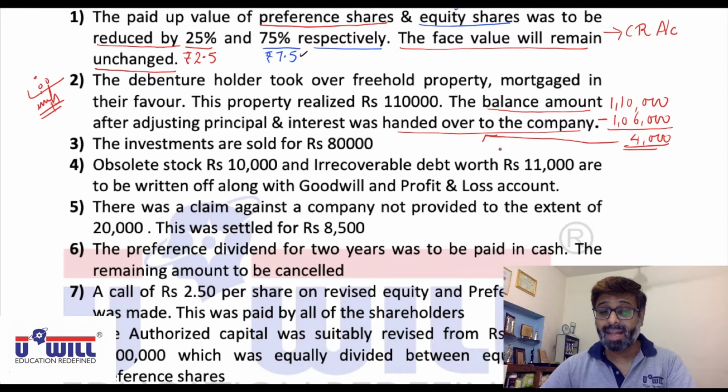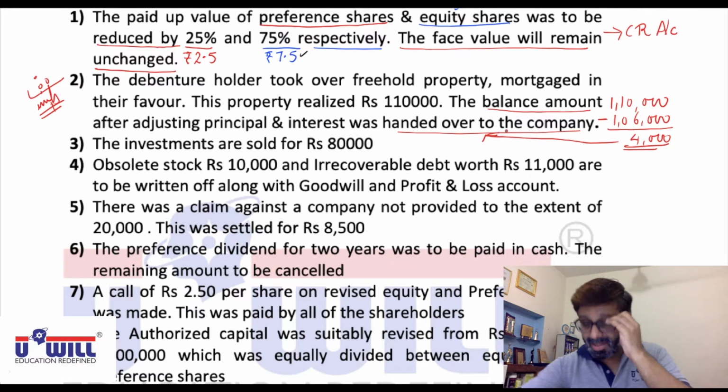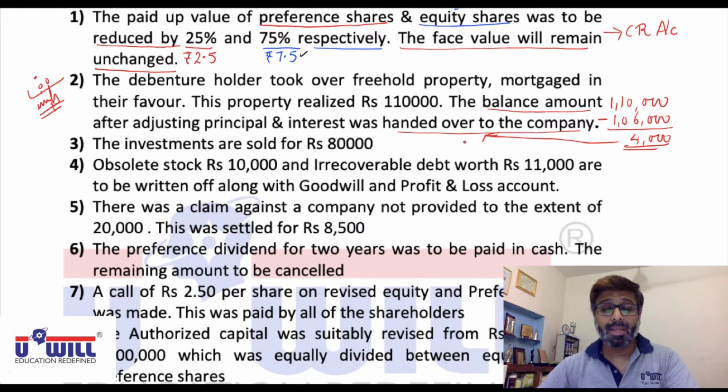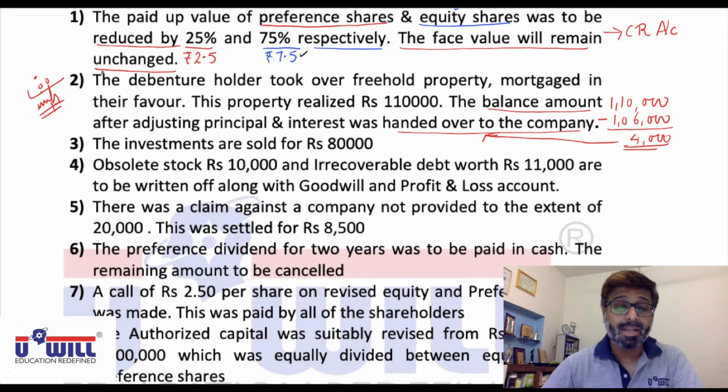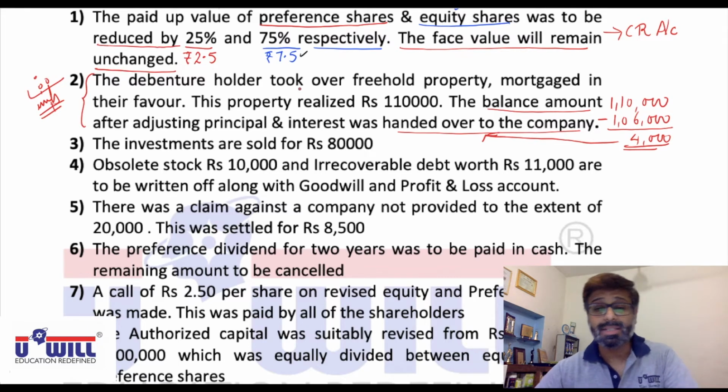This is what they have handed over back to the company. I hope you all are clear with this. Now there are so many entries to be passed through this, if you go for single entries. So first I'll explain the actual concept, then I'll give you a shortcut method of directly passing the entry for such complicated adjustments. First understand the actual concept.